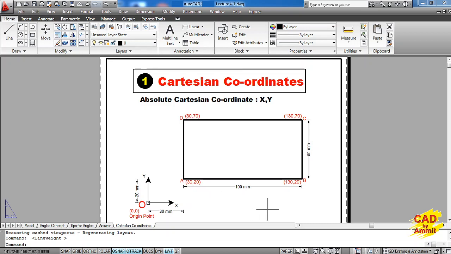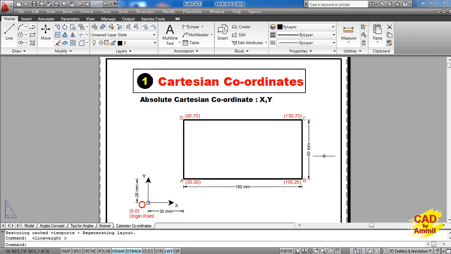Now the absolute Cartesian coordinate of point B will be 130, 20, because the horizontal distance of point B from the origin point is 30 millimeters plus 100 millimeters. So x coordinate will be 130 and the y coordinate of point B will be the same as point A because both the points are in the same horizontal alignment. So the absolute Cartesian coordinate for point B is 130, 20.